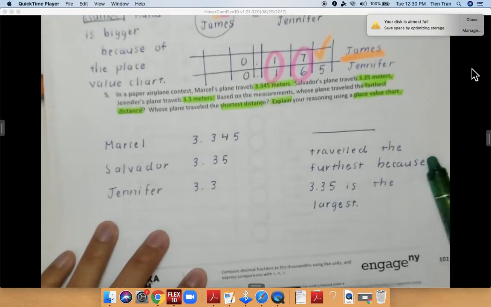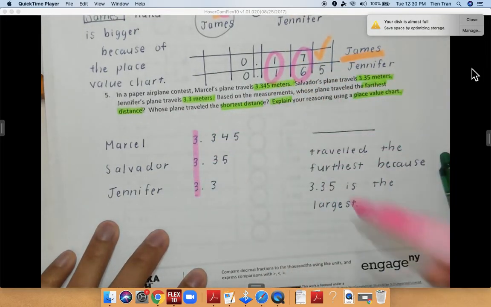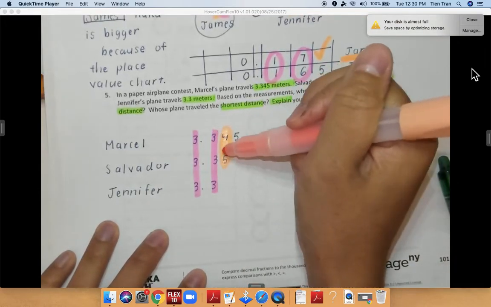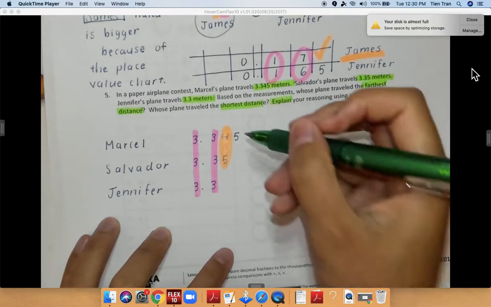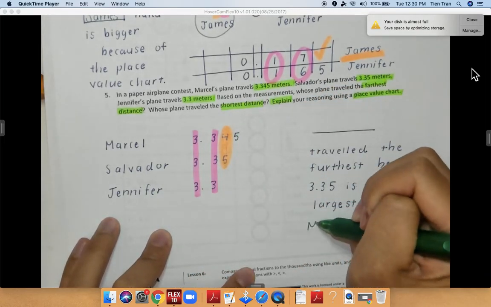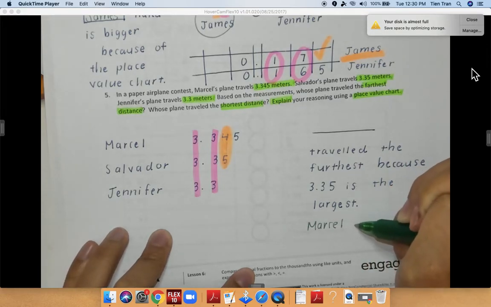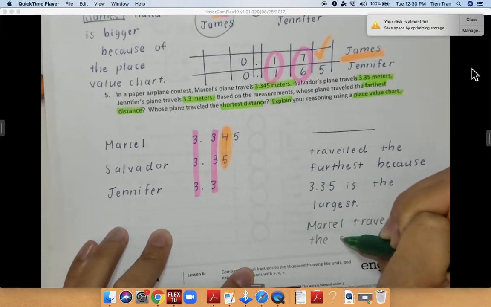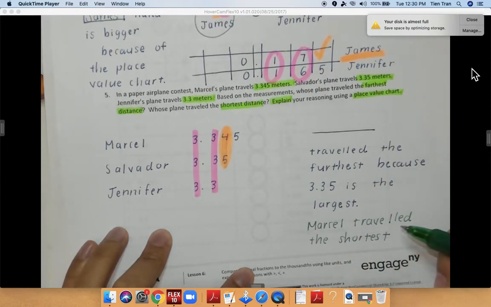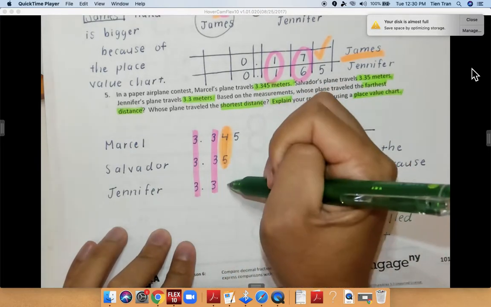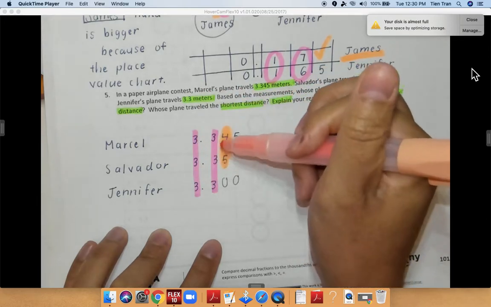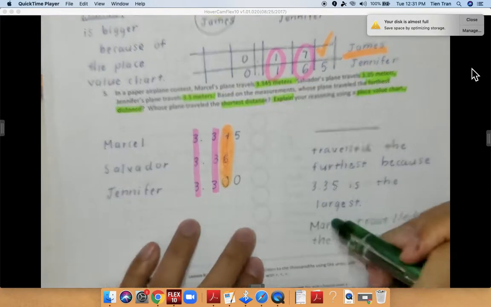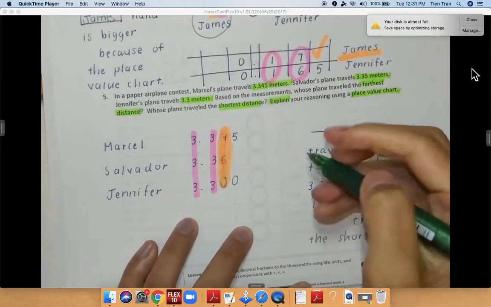Okay, so looking at these numbers here, 3, 3, 3, they're all the same. And then we have 4 and 5. We know that 4 is smaller than 5. So Marcel is going to be the smallest. Marcel traveled the shortest. Okay. And the person who traveled the most, these are supposed to be zeros, right? Oh, I just realized something. I forgot my zeros. So actually, Jennifer traveled the shortest.